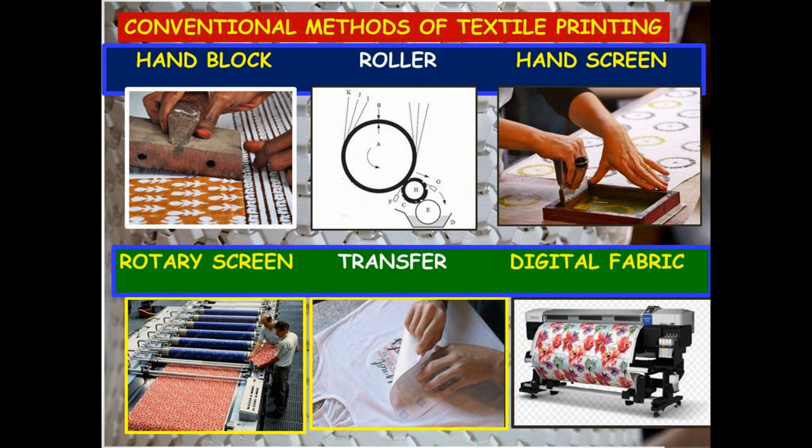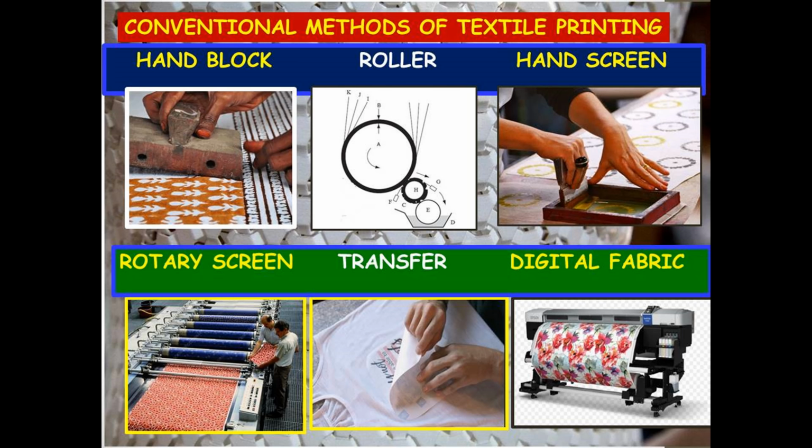Conventional methods of textile printing. The most primitive method is hand block, where printing is done with engraved wooden blocks. Roller printing is printed with mechanically driven copper engraved rollers. It's a high production and very durable machine. Hand screen, in this case printing is done with small screens made of polyester or nylon fabric. It is a sort of stencil printing. Rotary screen is a mechanized version of screen printing. It's high production and very versatile.